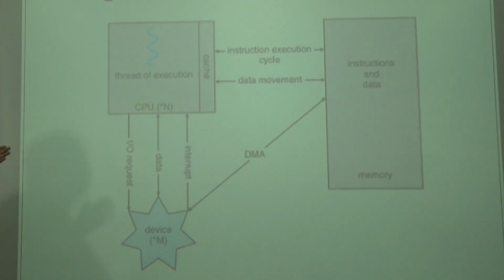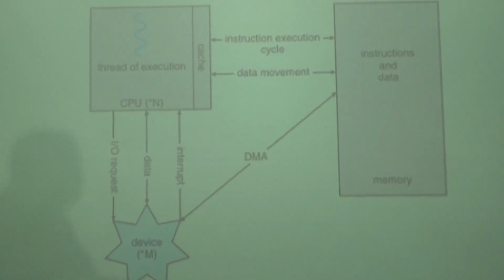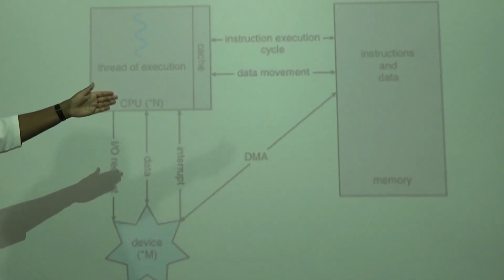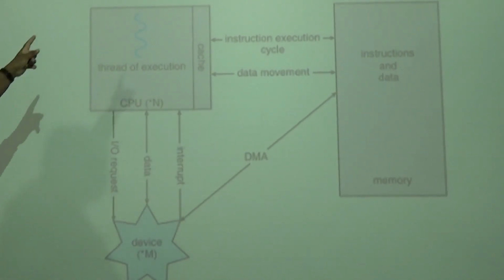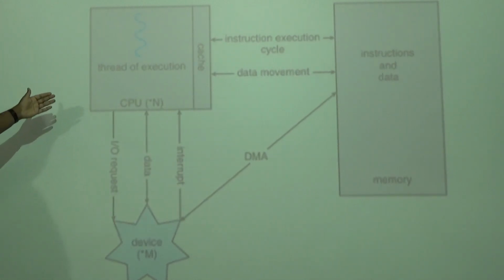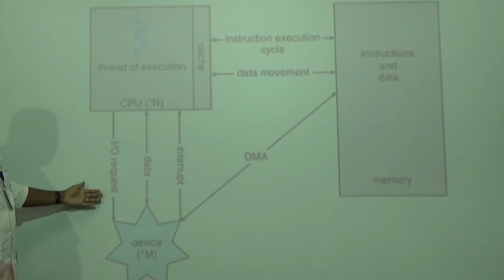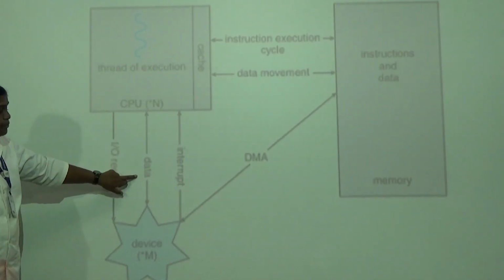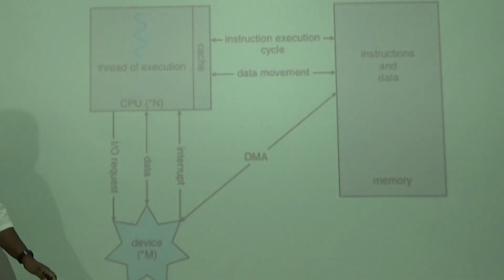This is a simple I/O structure. Once thread execution is enabled for the CPU, it moves on to the instruction execution cycle. It has DMA, and it gets input and output from the instruction set. The request will be given, the data will be processed, and the interrupt should be handled sequentially.